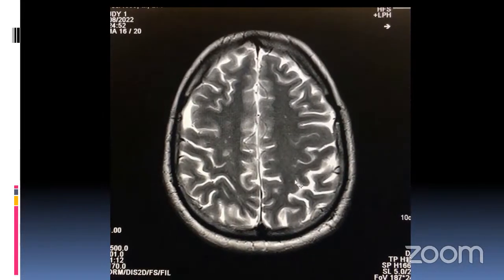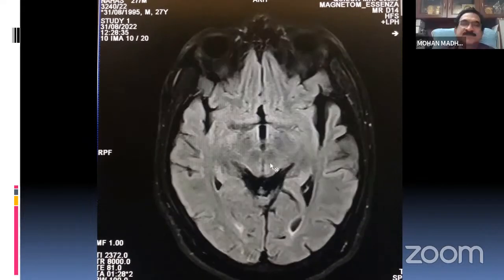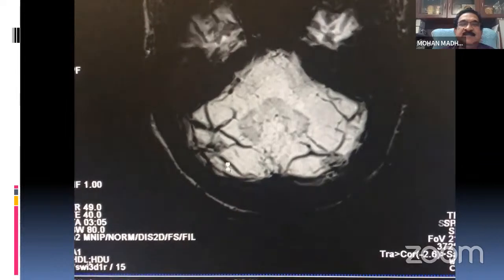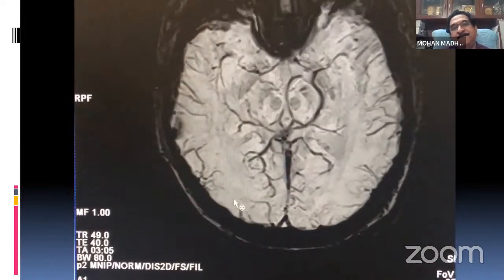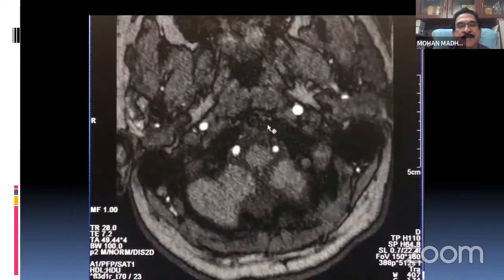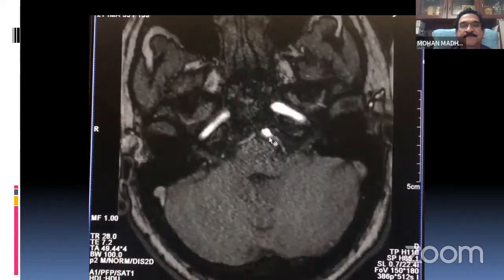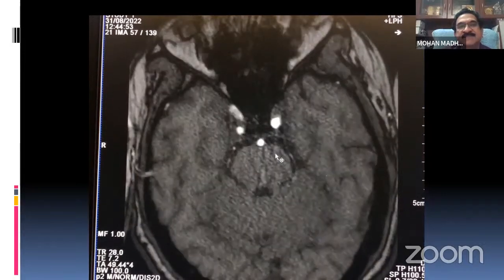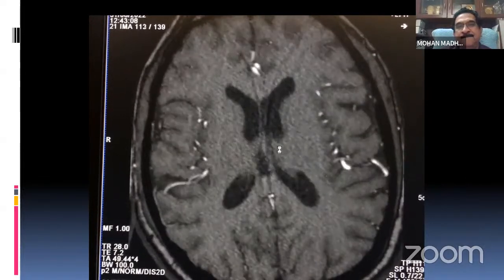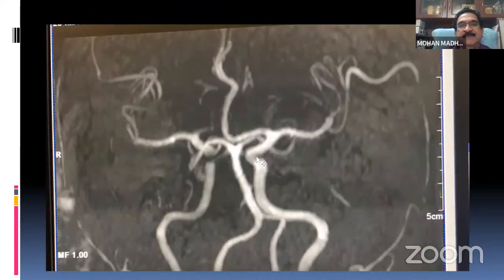This is the T2 weighted image, showing the same area. Dissection of the right-sided artery, sir? I'll show that, the MRI is coming. This is in the FLAIR. This is the SWI. This is the source image of the MR angiogram. No intracranial block can be seen, nor any dissection in the extracranial segments. These are the intracranial vessels.